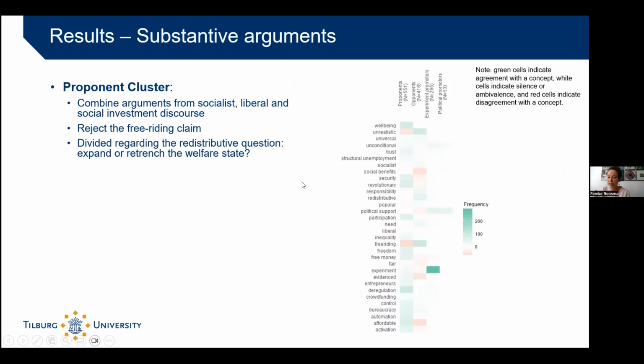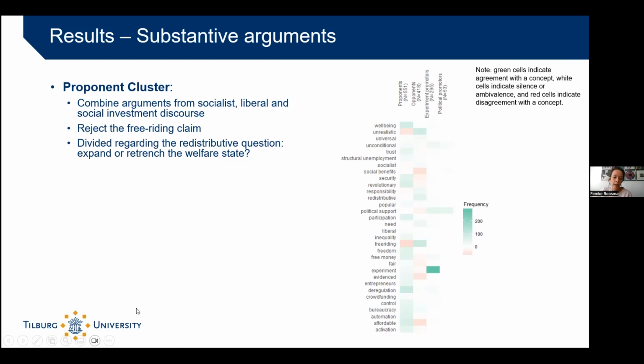So to see what is in this cluster, we looked at the frequencies of concepts that were used in this cluster, and then we found in the proponent cluster that they combine arguments from socialist, liberal, and social investment discourse. So you can, for instance, see here in this heat map that green cells indicate agreement with the concept, while red cells indicate disagreement with the concept. And you can see that they use arguments from different types of concepts. So it's about well-being, it's about security, it's about freedom. So they're really putting forward this beyond left and right argument by using arguments from different discourses.